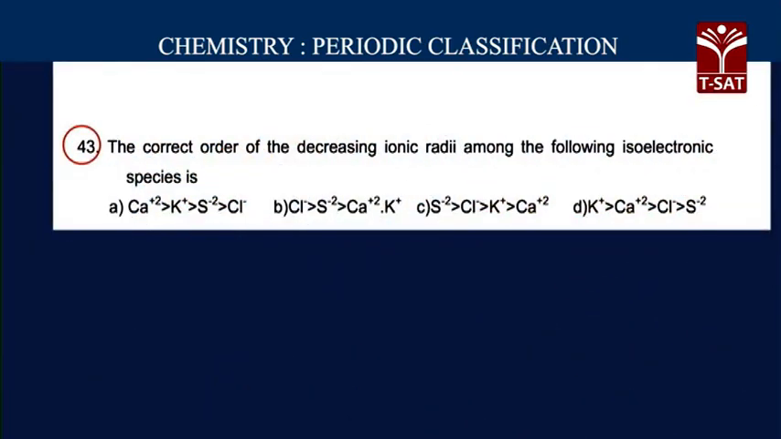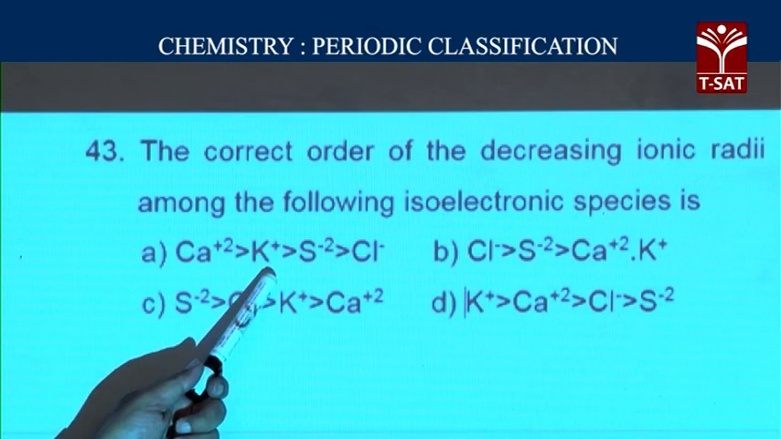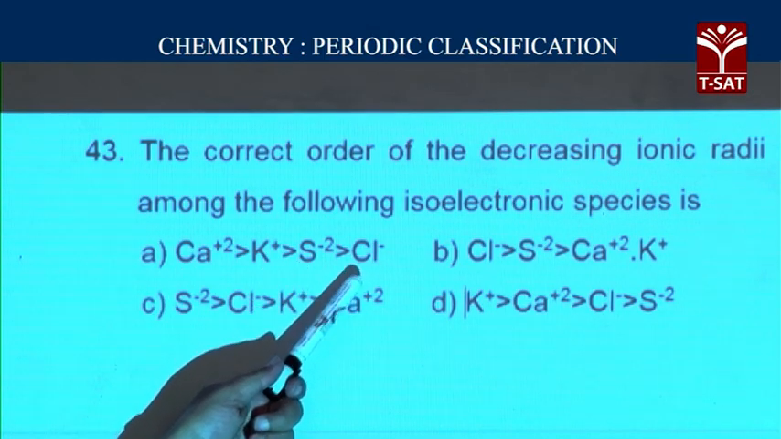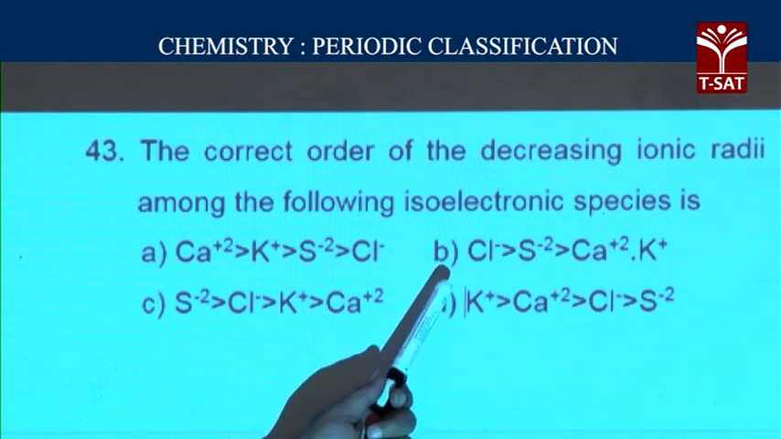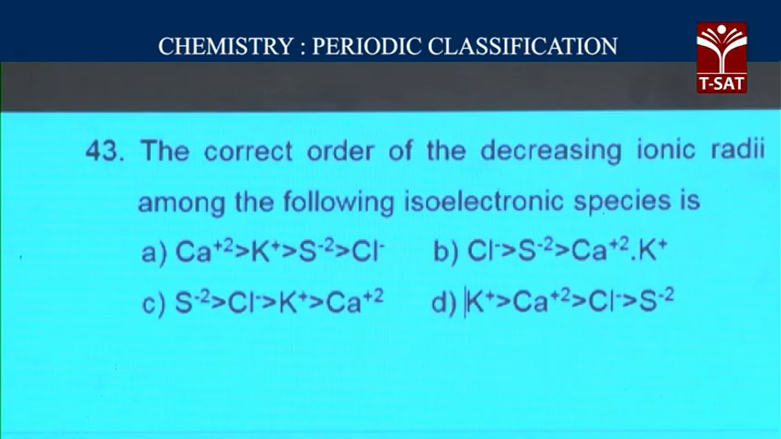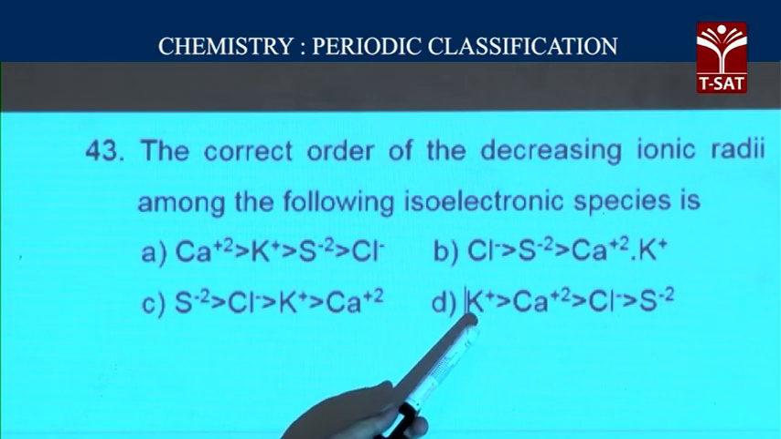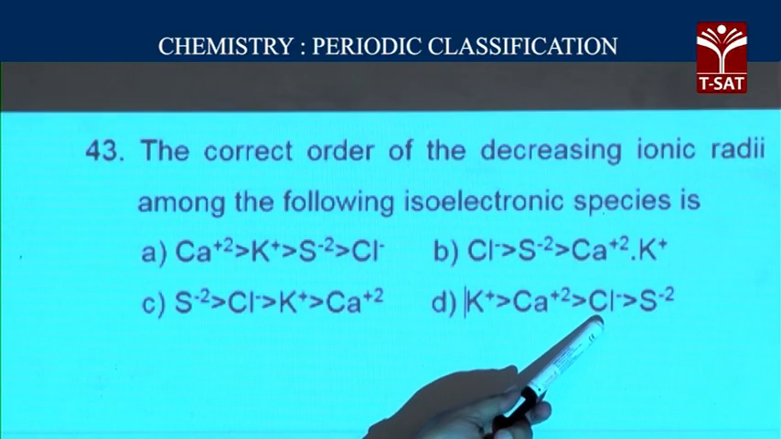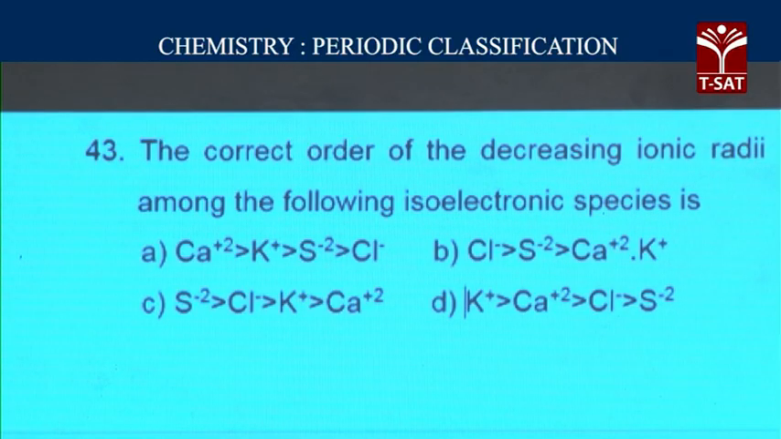The correct order of the decreasing ionic radii among the following isoelectronic species is: first option, Ca+2 > K+ > S-2 > Cl-. Second option, Cl- > S-2 > Ca+2 > K+. Third option, S-2 > Cl- > K+ > Ca+2. Fourth option, K+ > Ca+2 > Cl- > S-2.